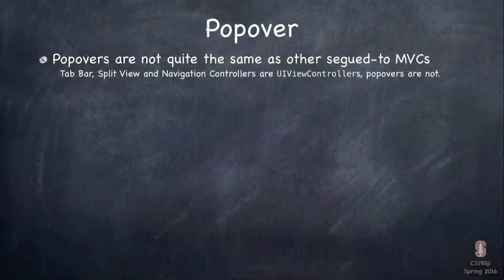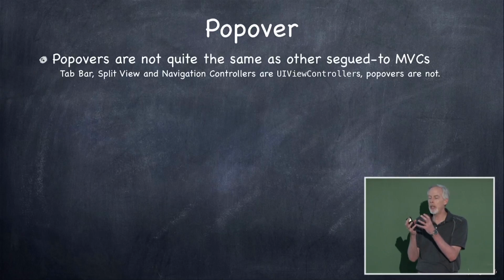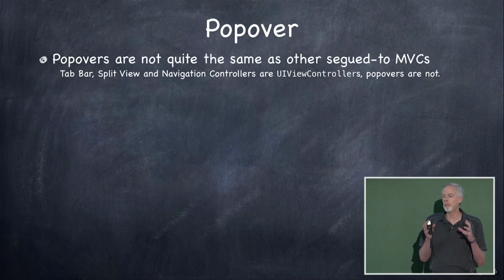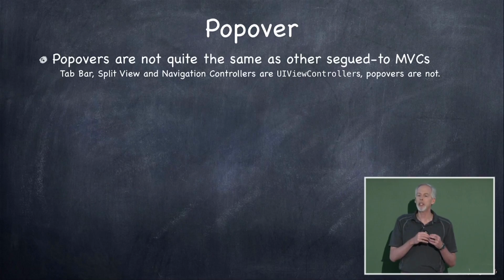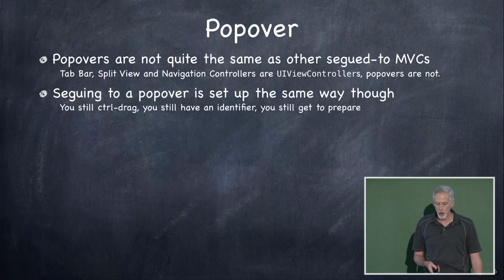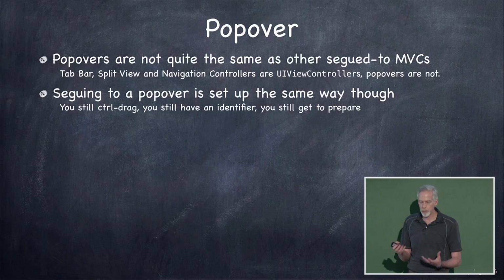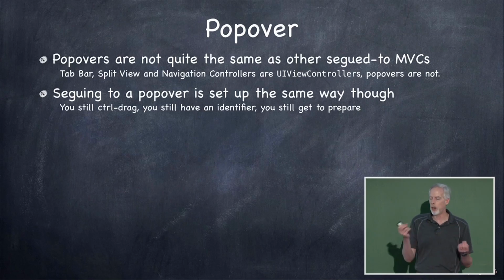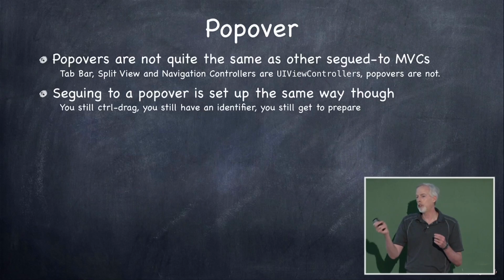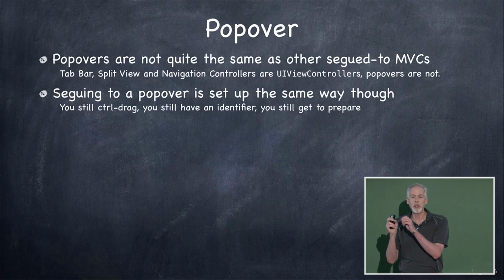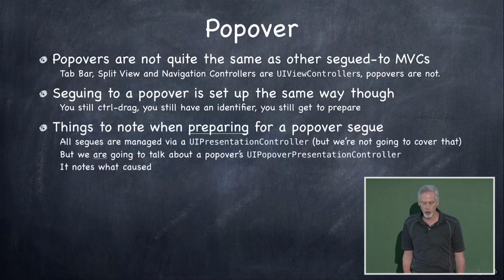Popovers, you think of a popover as kind of like a navigation controller, or a split view controller, or a tab bar, because it's putting a view controller inside another view controller, but it's not. You should think of popover just as a presentation style for modal. Okay? So segueing to a popover is set up the same way that you set up a modal one. It's just that when you drag over, you're going to pick popover instead of modal. Okay, when you're in the storyboard and you drag over.